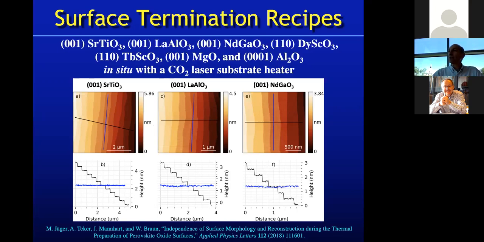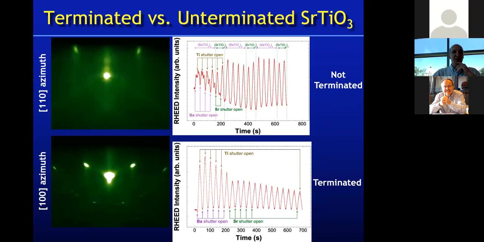I should also point out that it doesn't seem to work for everything. So there are some substrate materials where there's a big difference in vapor pressure between the constituents. An example would be potassium tantalate, where it's difficult to terminate the material. Okay. Now, does all of this termination actually make a difference? I thought I would show an example of the old days when we used to try to grow oxide films on non-terminated strontium titanate.